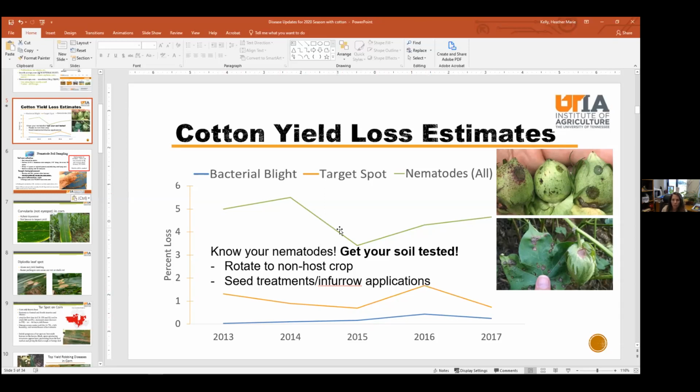But what you see in this green line is yield loss for nematode damage. And so really in cotton in particular, one of our number one pests are nematodes. And the only way to really know if you have a nematode issue in your field and that you need to do something about it is to test your soil. And so you won't know if you need to rotate to a non-host crop, which crop is a non-host crop, and or if you want to invest in seed treatments or in-furrow applications unless you've gotten your soil tested.